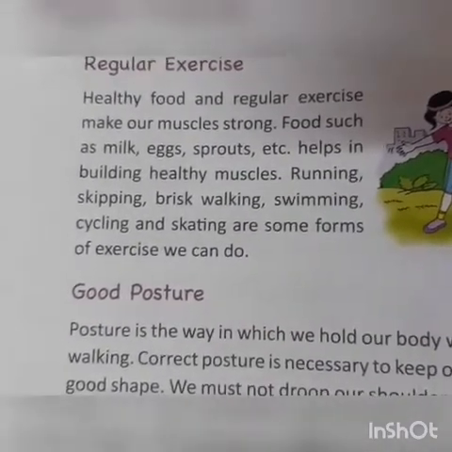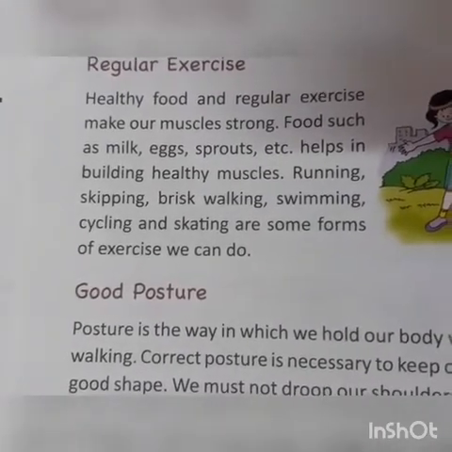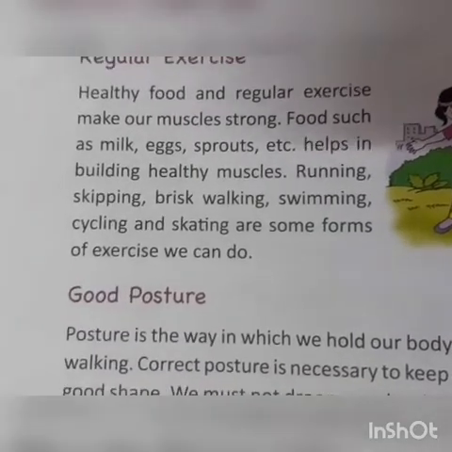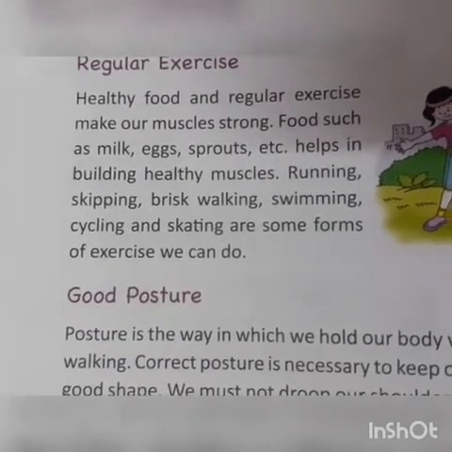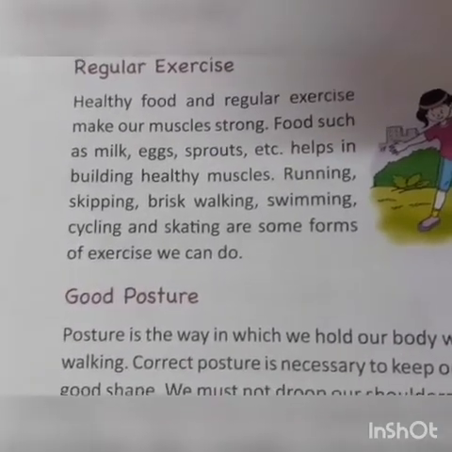फिर certain exercises like running, skipping, swimming, cycling, or brisk walking means तेज-तेज चलना. That all are the forms of exercise. And any one form of exercise you can adopt and make yourself healthy.